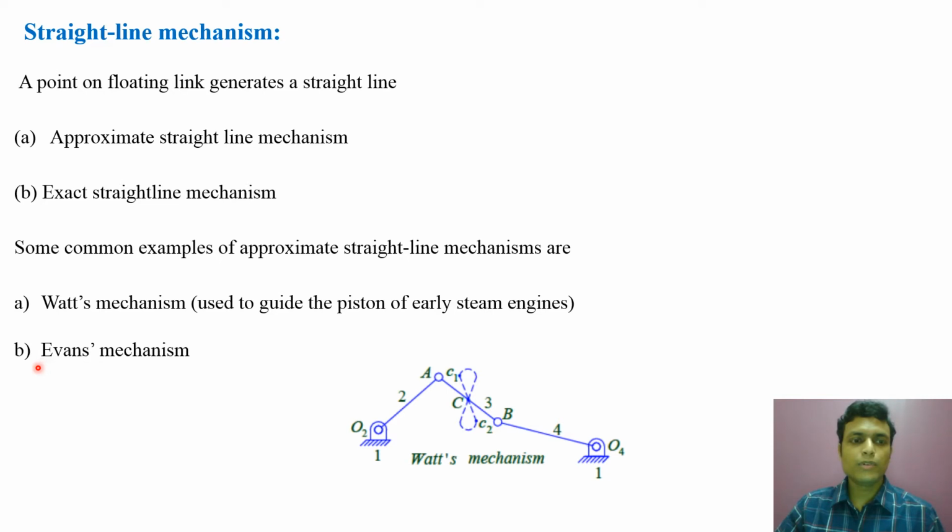The other examples are Evans mechanism, Roberts mechanism, and Chebyshev's mechanism. I am not going into the details of these. So Watt's mechanism is an approximate straight line mechanism.